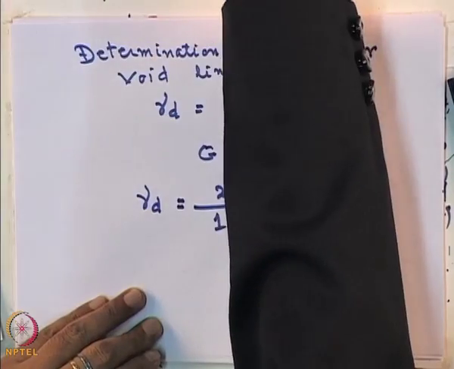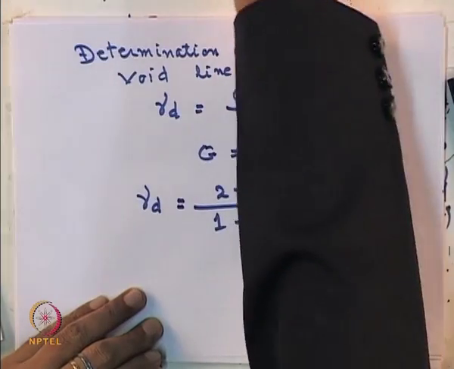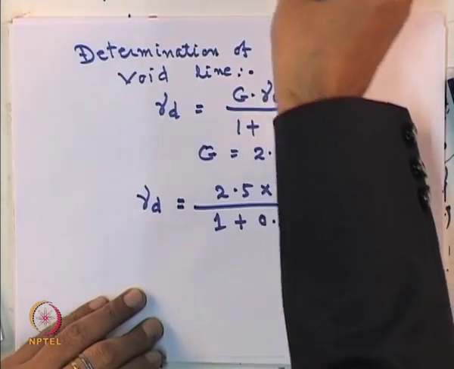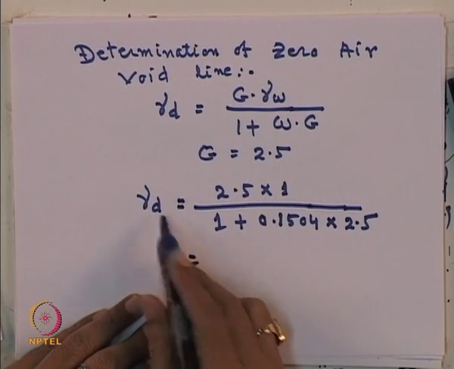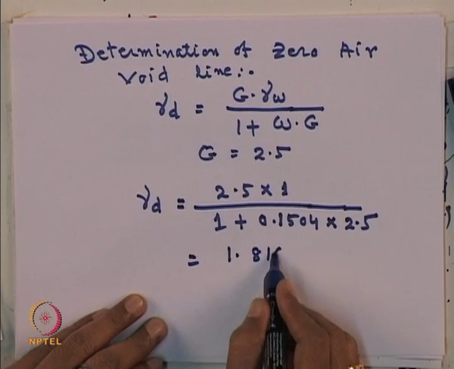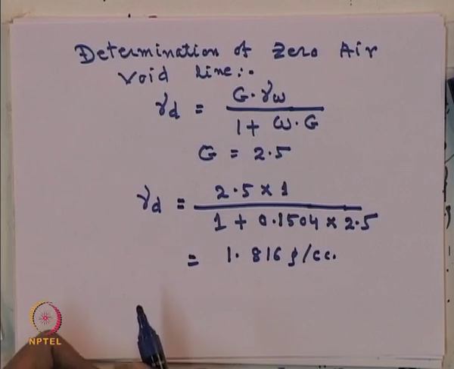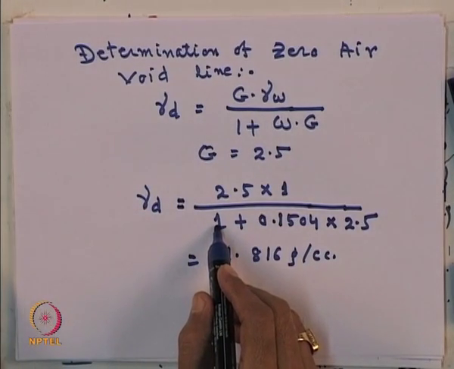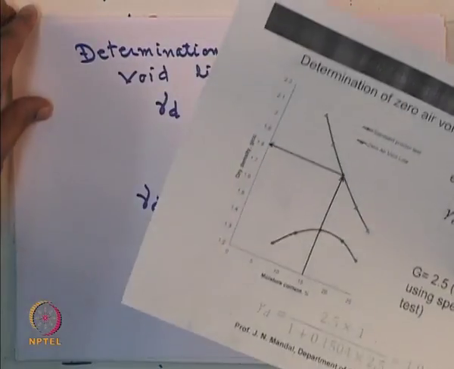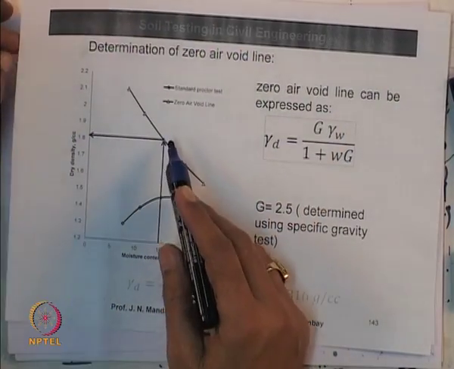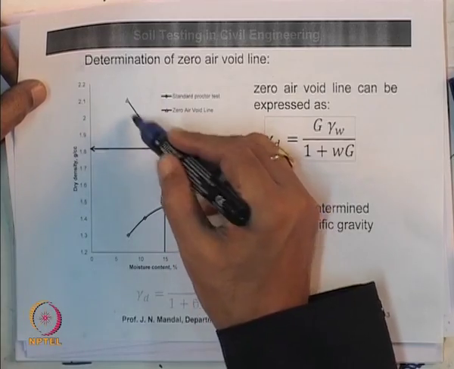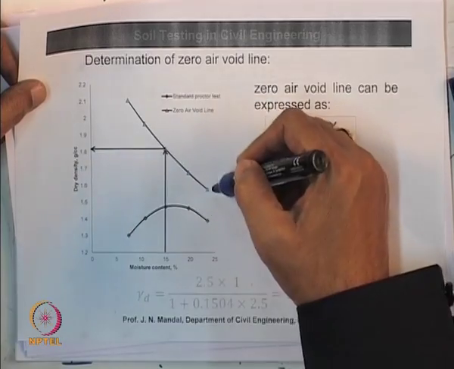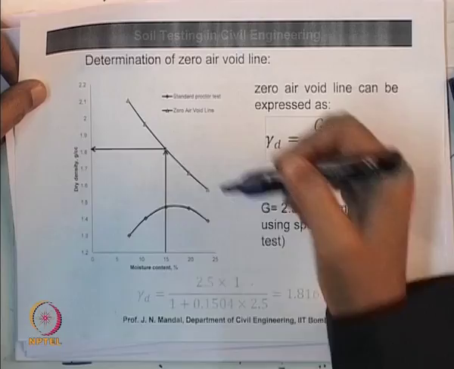I showed you that moisture content earlier, 0.1504. So, from this you can calculate the dry density, that is 1.816 gram per cc. So, you know gamma d, and for a particular moisture content and this dry density, you can determine the zero air void line. So, the zero air void line will be like this.